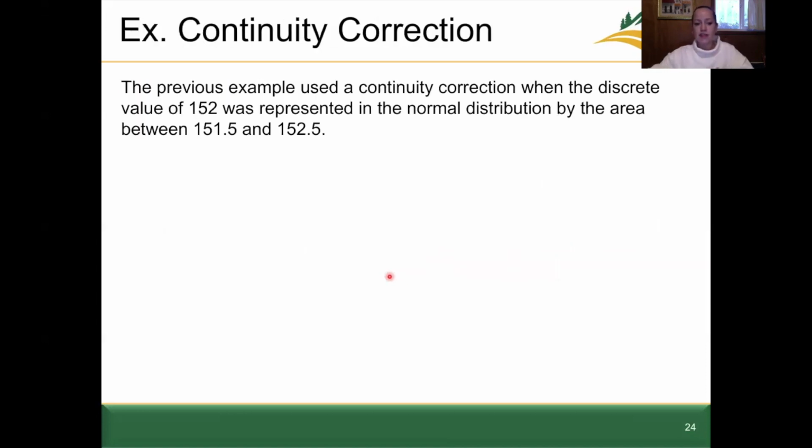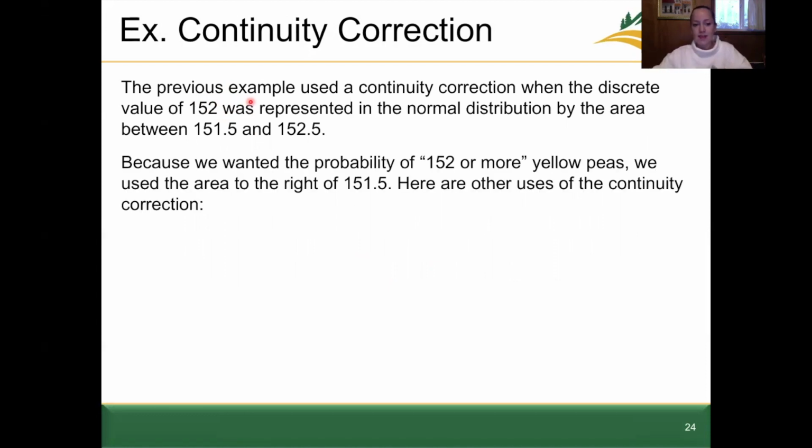And again, in that previous example, we took our x value of 152. When we apply the continuity correction, we really get a range of 151.5 through 152.5. And previously, because we wanted a probability of 152 or more yellow peas, we used the area to the right of 151.5. Keep in mind the wording we went through, 152 or more yellow peas.